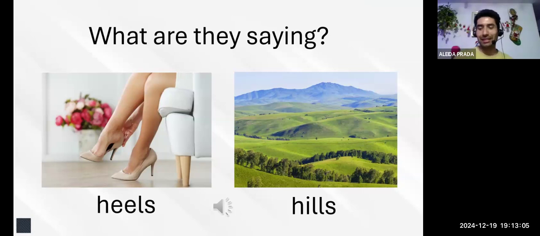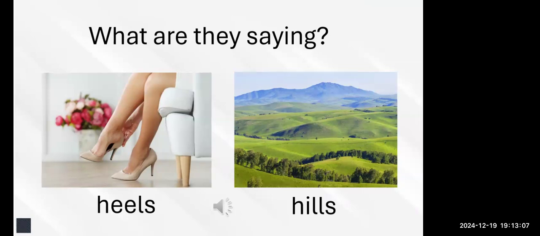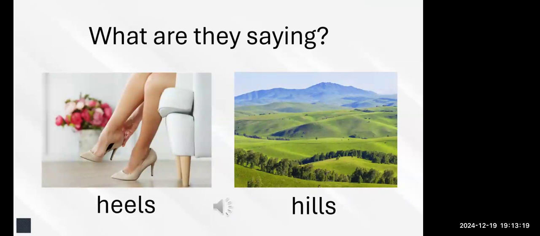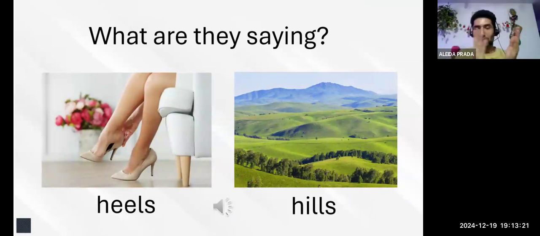Do you want me to play it again? Okay, I like the hills. That's all. So they say, I like the hills. So do you think it is picture A or picture B?